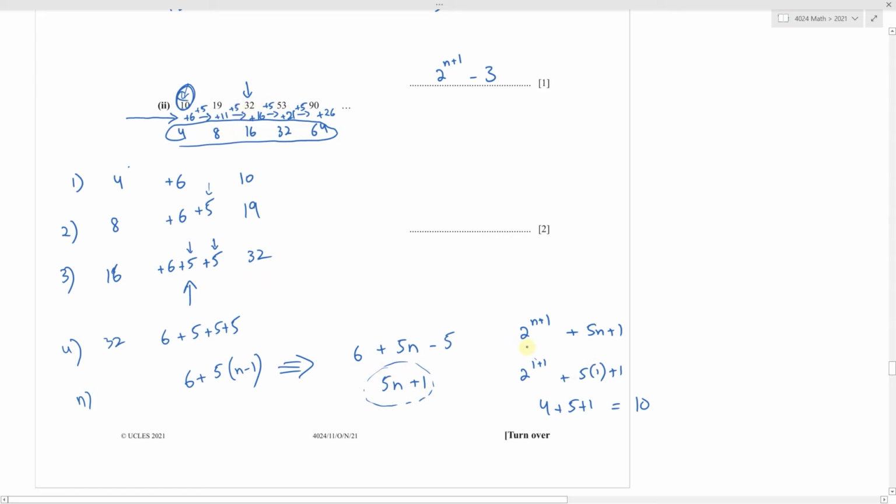So this is your final nth term. You had 2 power n plus 1 from the previous sequence, and for each term you're adding 5n plus 1 that you calculated this way, plus 5n plus 1. So that's how you will find the nth term of this sequence here on the top: 10, 19, 32, and so on.